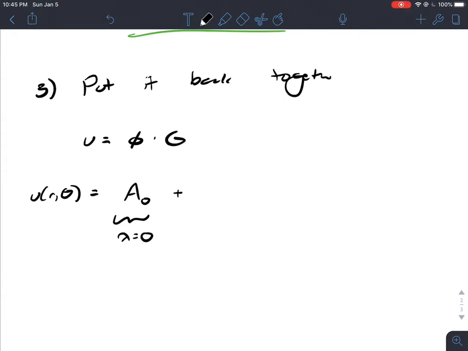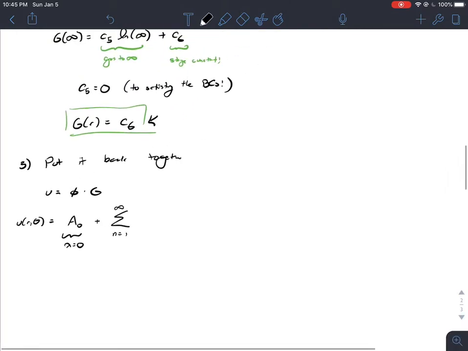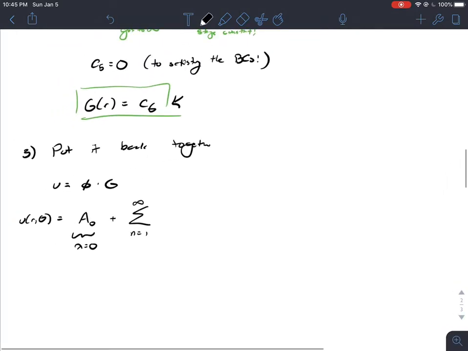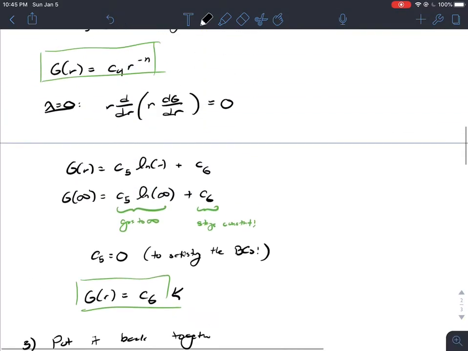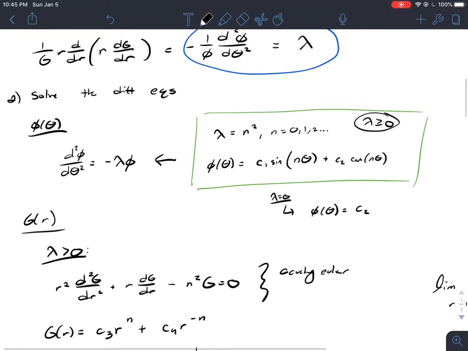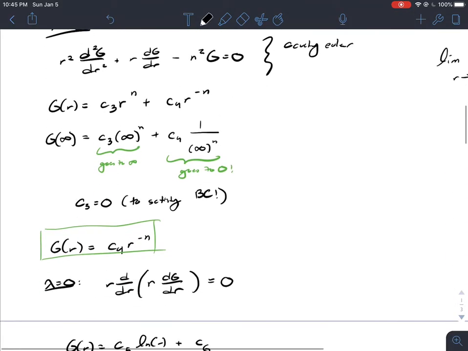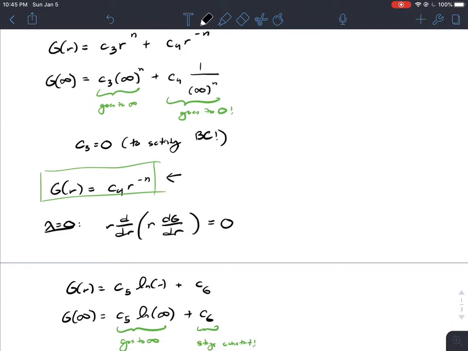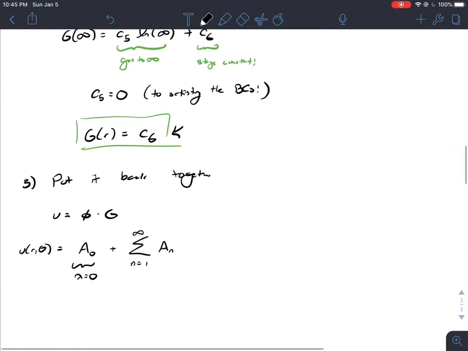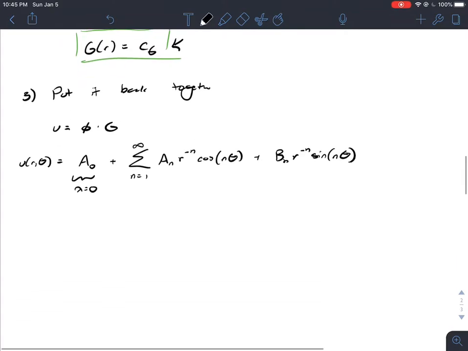Now, we can take an infinite linear combination of the rest of the terms. So now we're going to have a different constant. And since phi of theta has two terms, we have to account for both of those, right? So we have a sine term and a cosine term, whereas g of r only has this one term right here for lambda greater than 0. So therefore, we're going to have a_n r to the negative n times cosine of n theta plus b_n r to the negative n times sine of n theta.